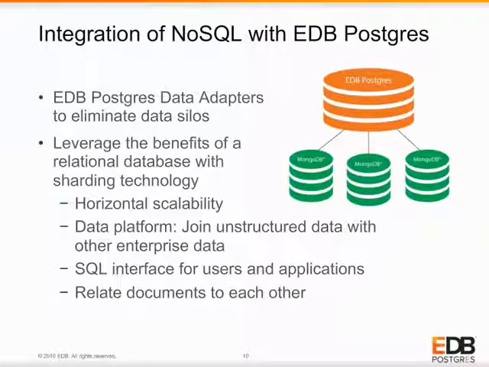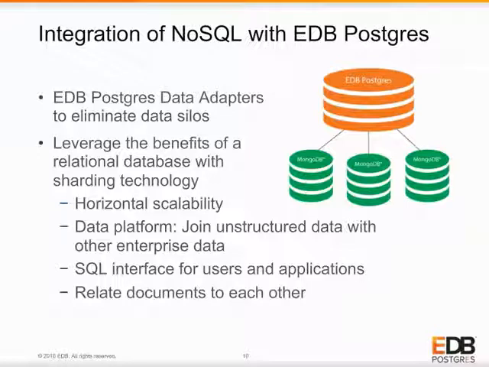The purpose of the EDB Postgres Data Adapter is to eliminate those data silos, leveraging the benefits of a relational database with sharding technology. As I said, it will give you the horizontal scalability, but the data adapter will then allow you to build a data platform. So you can join data from EDB Postgres with data, for example, from MongoDB. It will give you the SQL interface that I've spoken about earlier.